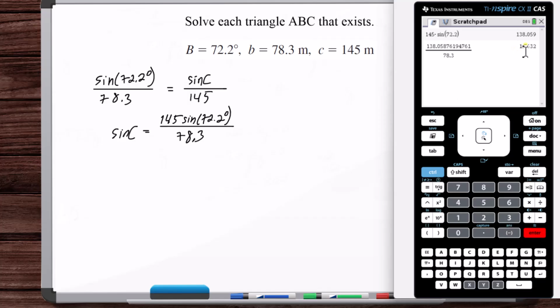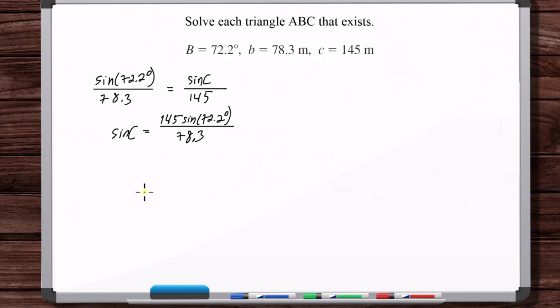1.7632. Okay. So we know that there's no triangle. It's impossible. There's no triangle that could be created from this. We have that case because the sine of an angle can't be greater than 1 or less than -1.